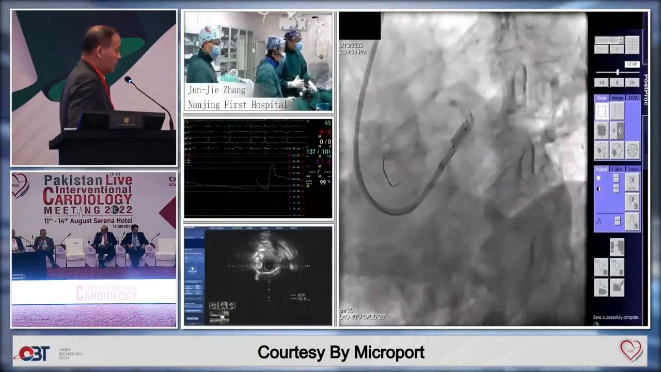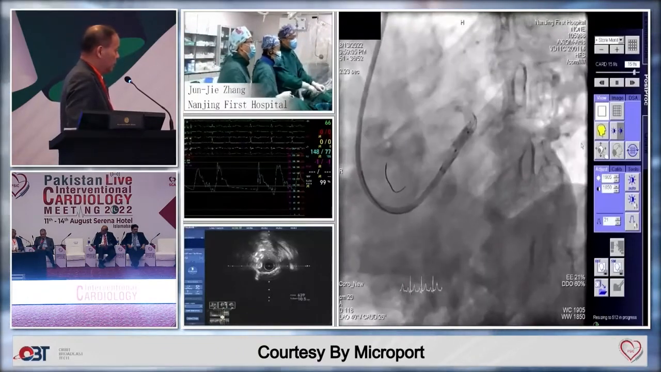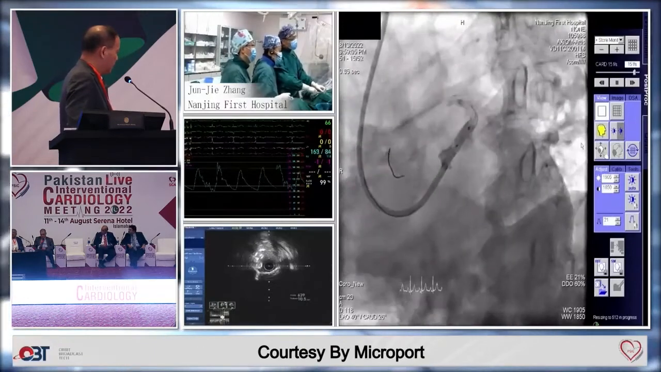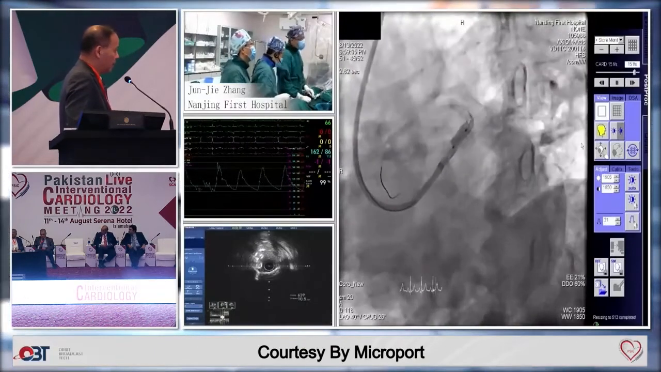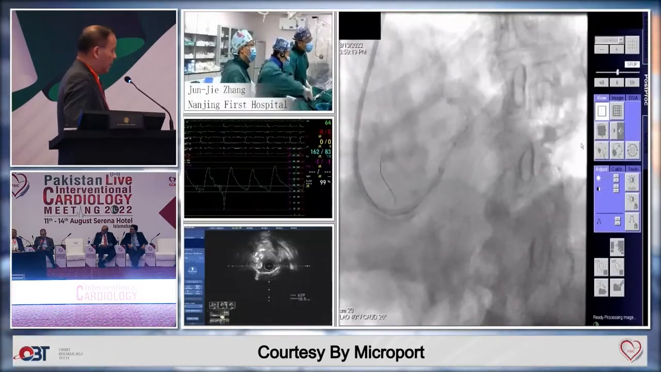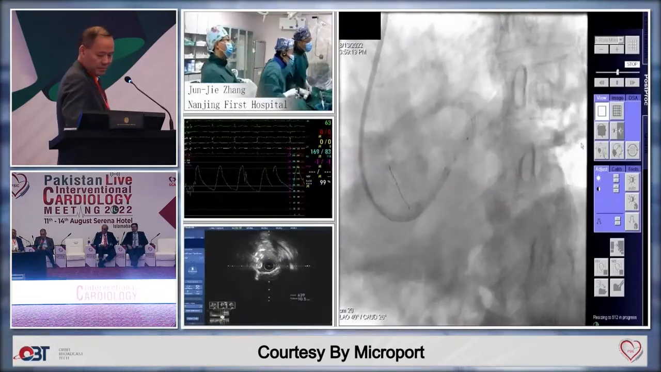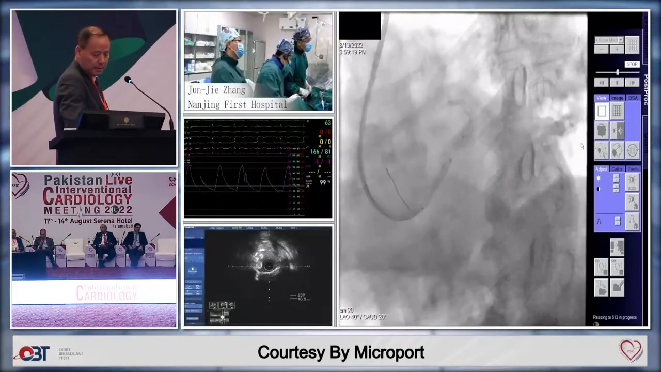Right, the vessel diameter is 5. The baseline lumen diameter is 2.5. So we use a full non-compliant balloon at high pressure. I think a stent diameter of 4.2 could be achieved, something like that. I think it's big enough.